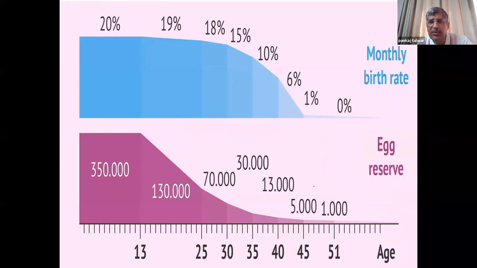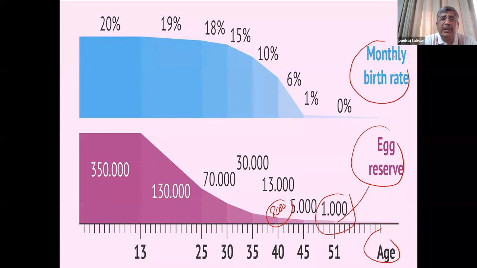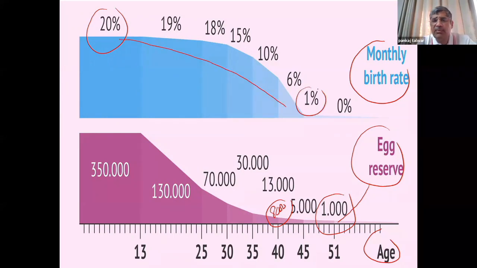This is one chart. I think all of you should spend half a minute and try to understand this chart here. The chart says that as the age is advancing, egg reserve is falling down, and we have already spoken that egg reserve will come down to around 1000 by 50 years of age, and by 40 it is around 8000. These are the numbers which we keep in our mind when we counsel people. And monthly birth rate, now look at this number, the way it is falling down, you can see from say 20% it is going to fall down to nearly 1 or 2% by 42, 43 years of age, and may become 0 at 51 years of age.